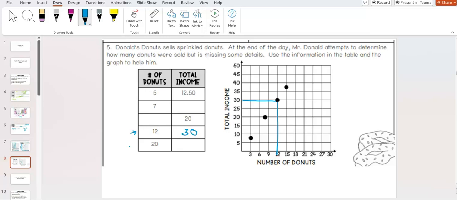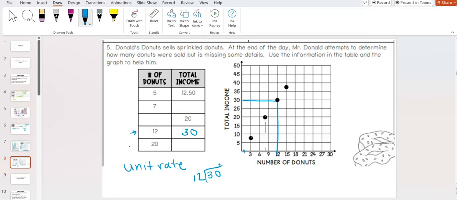Now for the rest, I might have to be a little creative because my dots are not perfect on a spot, so it's kind of hard to read exactly where that number is. I can estimate, but I do need consistent information. One way to do that is to find the unit rate. What if I sold 1 donut? Where would my dot be? How much would its price be? So to find a unit rate, I just divide. So let's take an easy one, like 30 divided by 12.